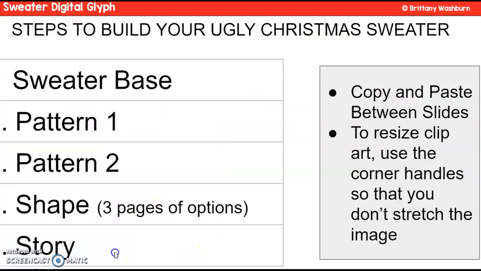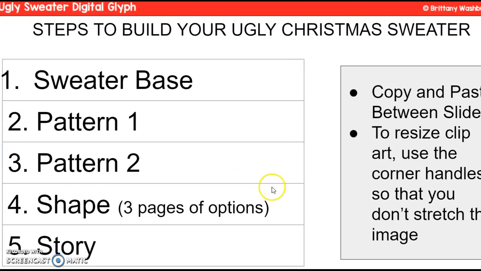So if I click now, it's going to go to the next slide. And this is just giving me the steps for how to build your ugly sweater. So slide 1, sweater base, and then 2, patterns, and your shape and your story. So you're going to copy and paste between slides, and remember to resize it. You're going to drag the corners. Okay, don't drag the middle or the side. You're going to drag the corners.